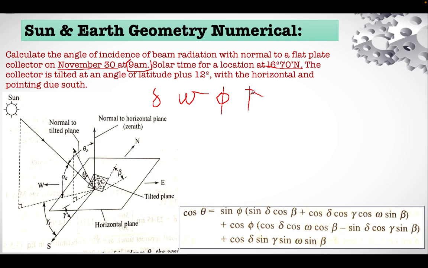Only one angle is remaining, that is gamma. Gamma is equal to 0 because this surface, the collector, is pointing due south, directly towards the south. So the value of gamma is going to be 0. By using all those values, put them in this equation and you can easily calculate the angle of incidence. So this is all regarding the sun and earth geometry numericals based upon calculation of the incident angle. Thank you.